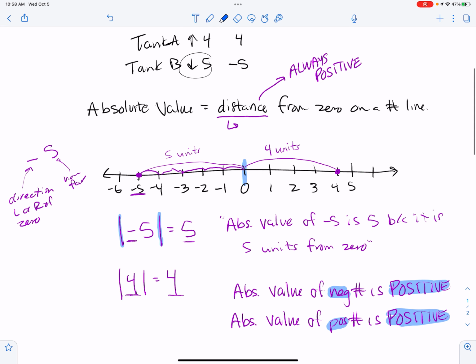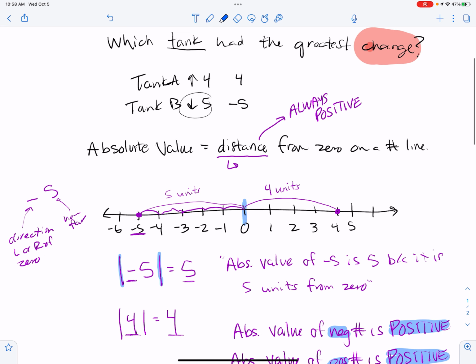So if you go back to a question like tank A, tank B, which had the greatest change, because we know the absolute value of 4 is 4, absolute value of negative 5 is 5, that means tank B had the greatest change. Granted, they lost a number of fish, but they lost more fish than tank A gained. So that is absolute value.